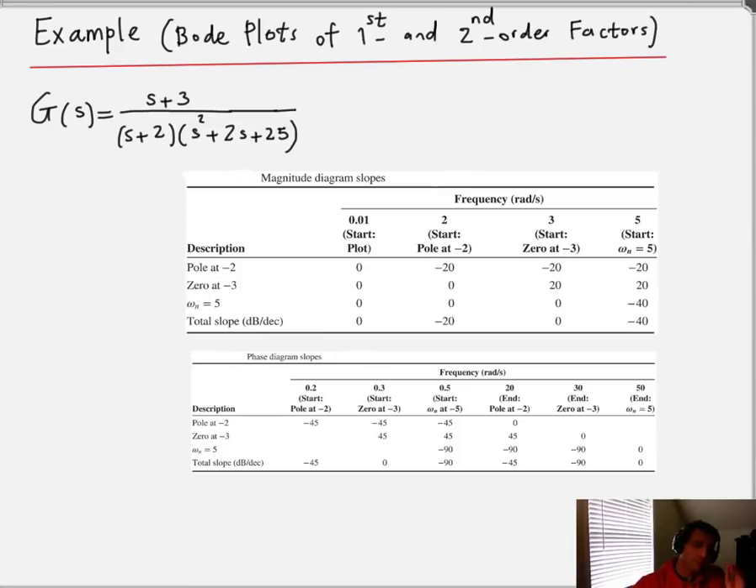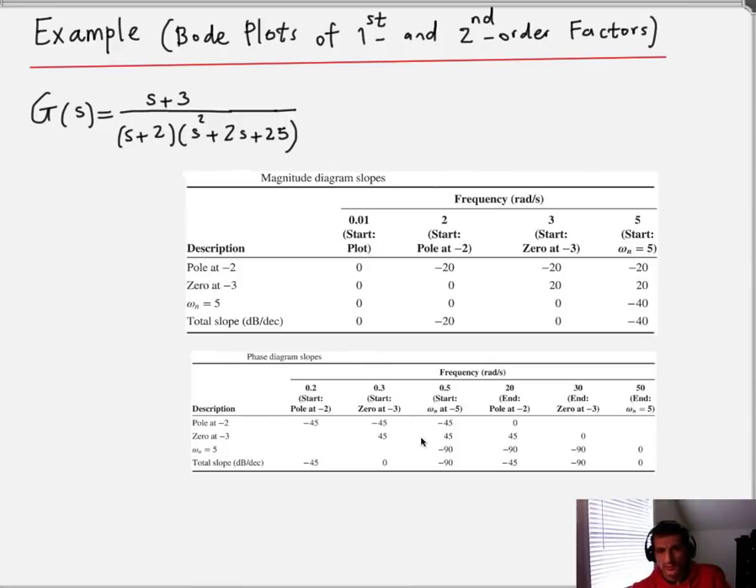So for the phase, what you do is consider 1/10 and 10 times each of these numbers, in particular 2, 3, and 5. 1/10 of 2 is 0.2, 1/10 of 3 is 0.3, 1/10 of 5 is 0.5, 10 times 2 is 20, 10 times 3 is 30, 10 times 5 is 50. So for the pole at -2, it's initially 0 degrees. At 0.2, it's going to decrease at the slope of -45 degrees per decade, and at 10 times 0.2, which is 20, it's going to go flat again, because it's reached -90 degrees.